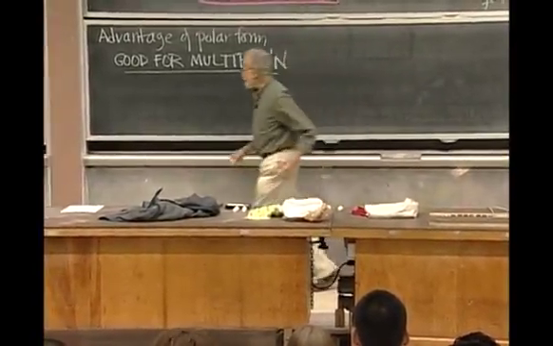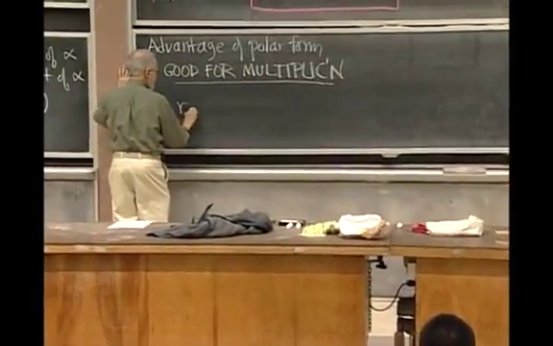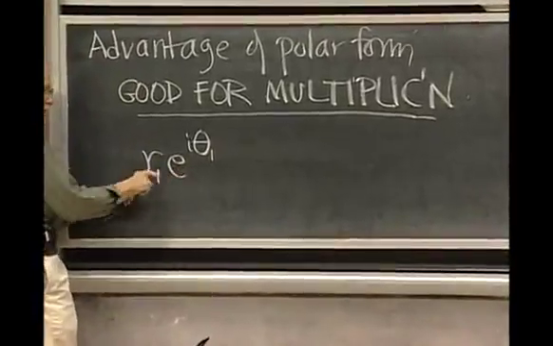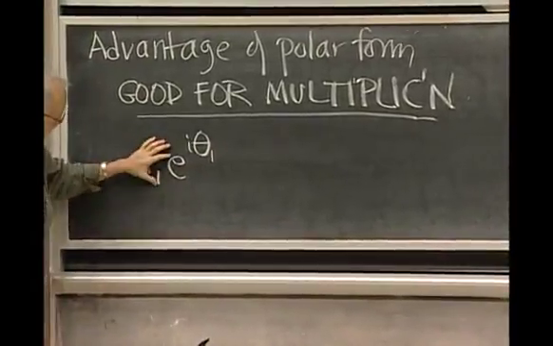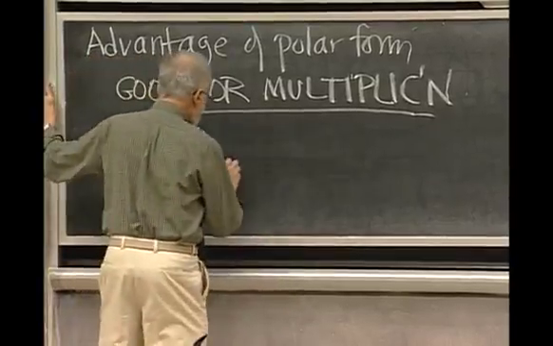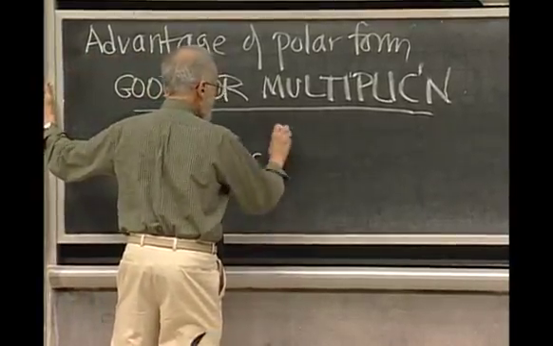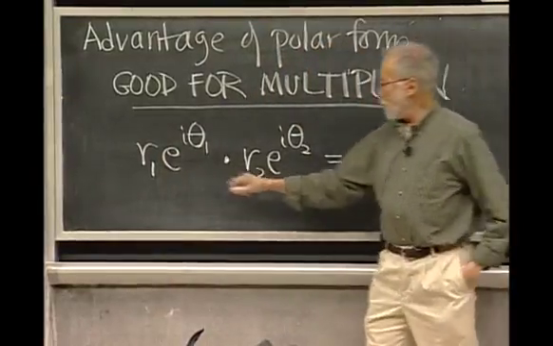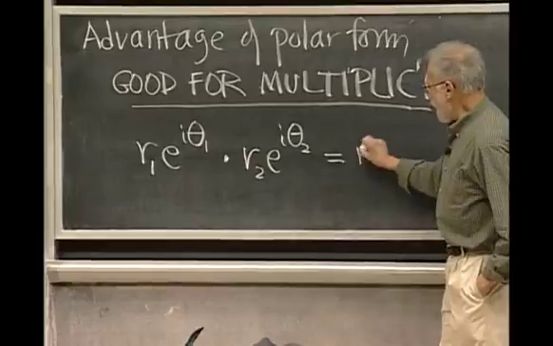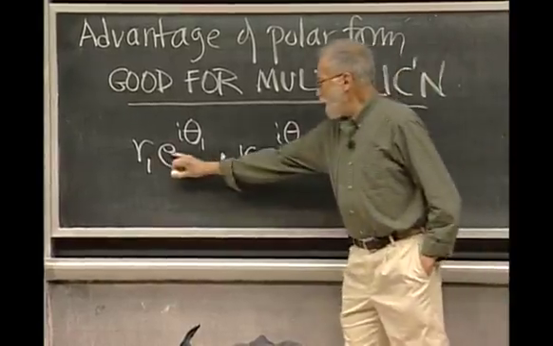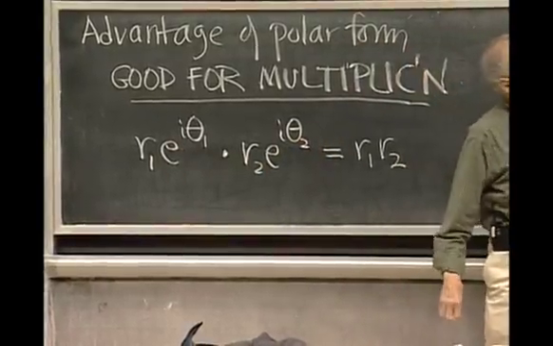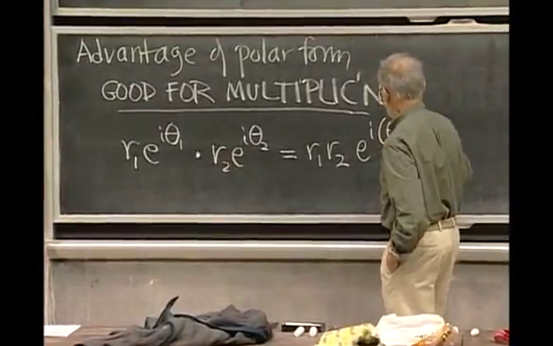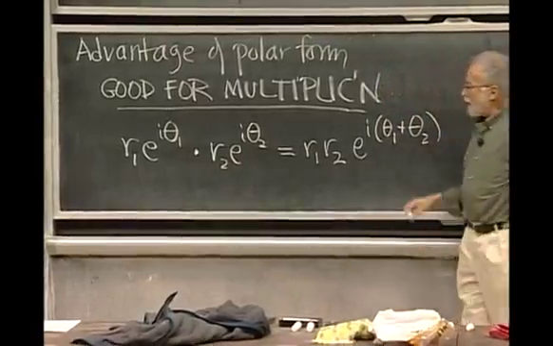It's good for multiplication because of the product. Here's any number in its polar form, a general complex number: its modulus R1 times e to the i theta 1, times R2 e to the i theta 2. Well, you just multiply them as ordinary numbers. So the part out front will be R1 R2, and the e to the i theta parts get multiplied by the exponential law and become e to the i (theta 1 plus theta 2).